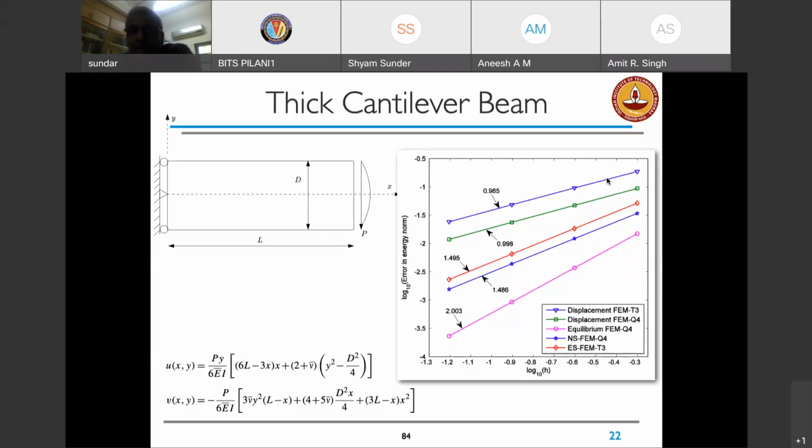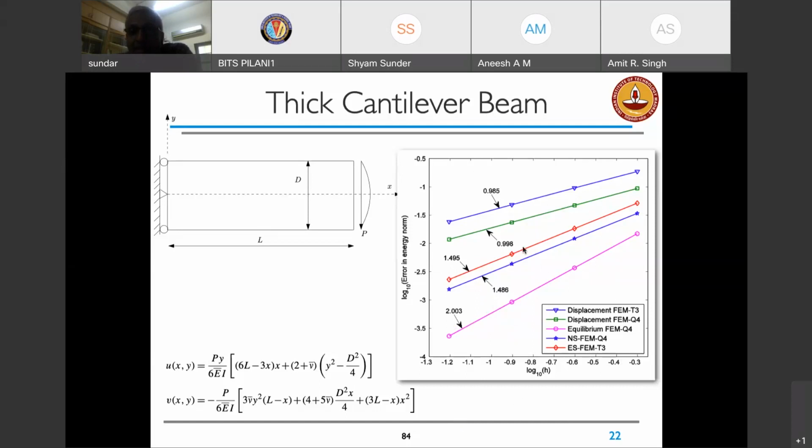So you can see that when compared to finite element method, either T3 or Q4, the smooth finite element method gives you, for the same degrees of freedom, more accurate solution. And at the same time, the approximation properties have not changed, so you still get optimal order of convergence as you refine the mesh.